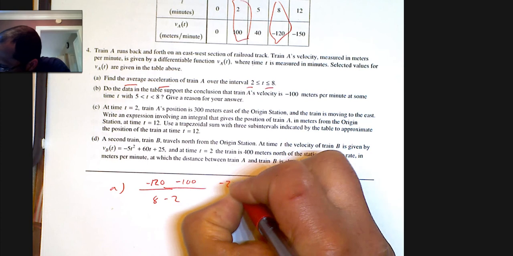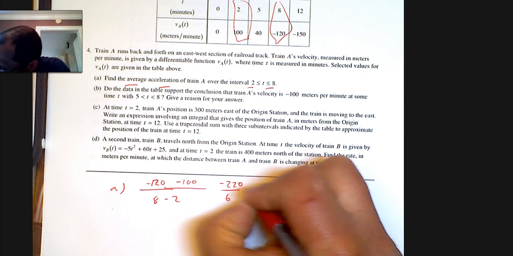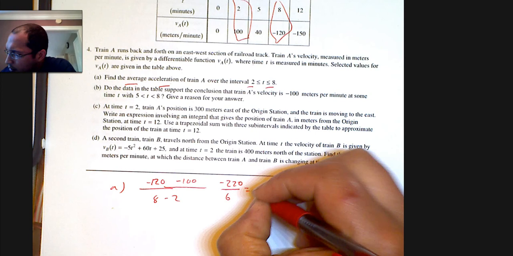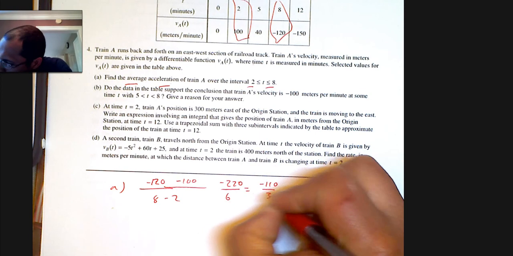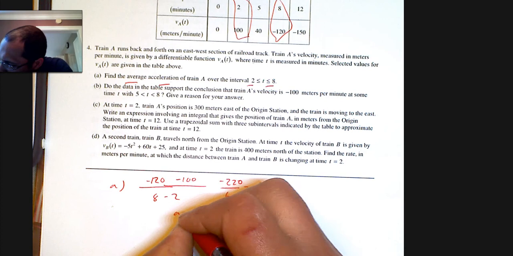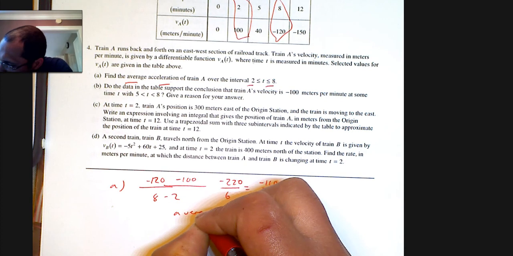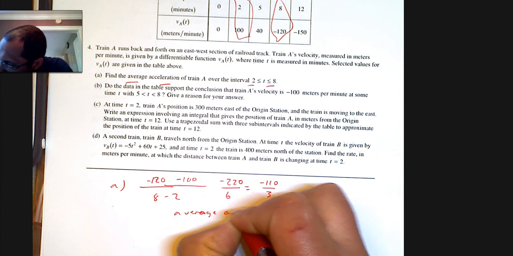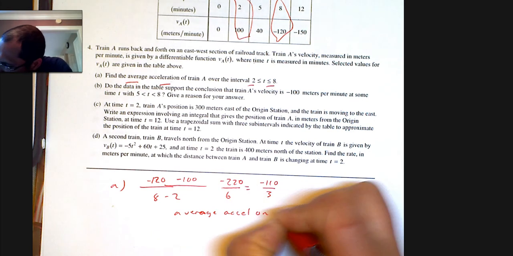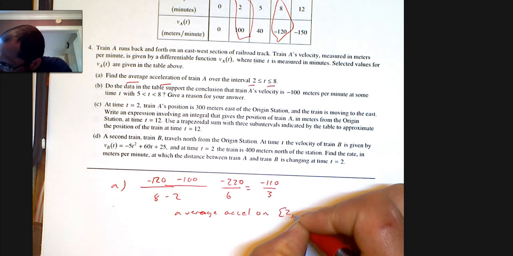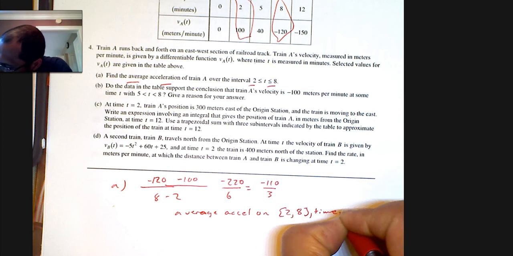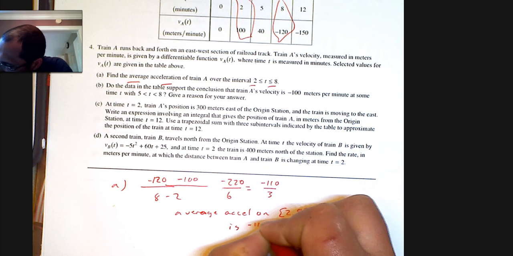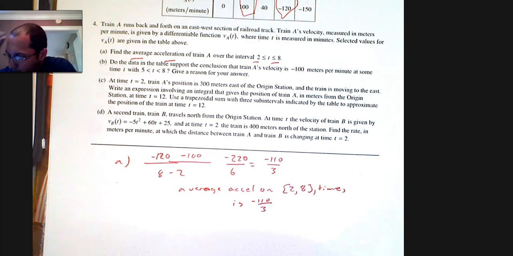It's 220 divided by 6, which is negative 110 over 3. So the average acceleration on 2 to 8 is negative 110 over 3. Okay, so very good, I think.